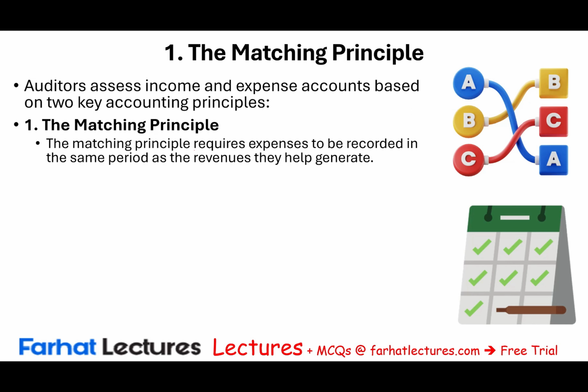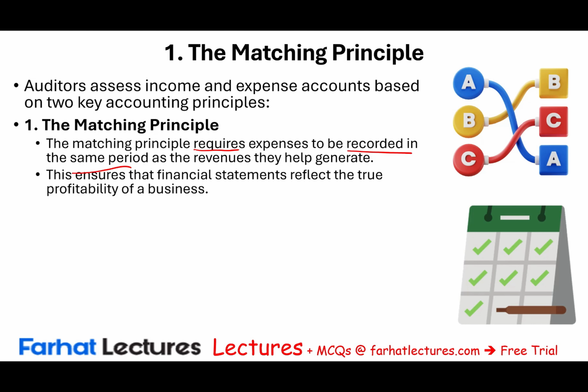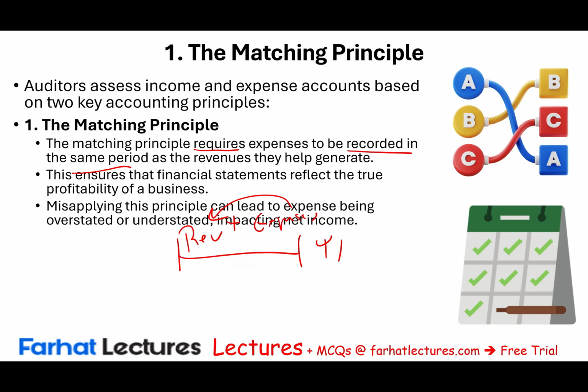So the matching principle requires expenses to be recorded in the same period that they helped generate revenue. This ensures that the financial statements reflect the true profitability of the business. So if we're auditing year one, well, we're going to report revenues plus all the expenses that helped generate this revenue in year one. Misapplying this principle can lead to either overstatement or understatement of profit.